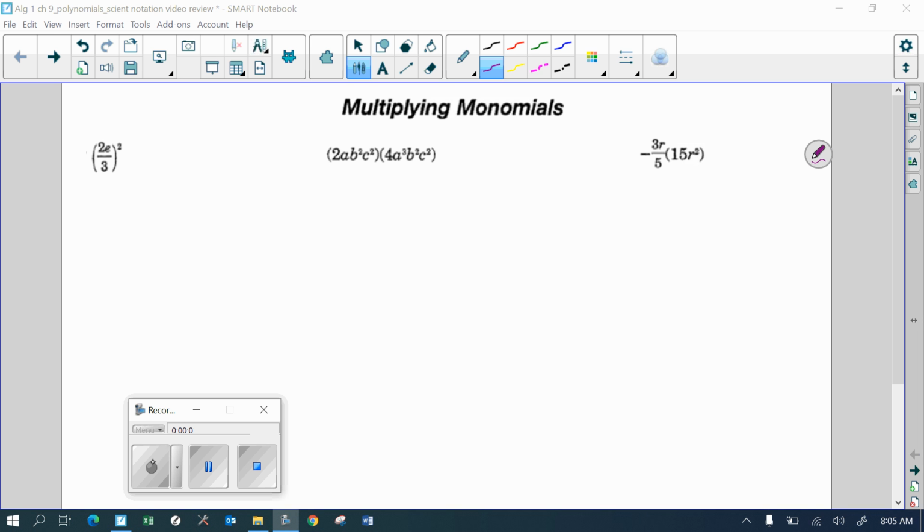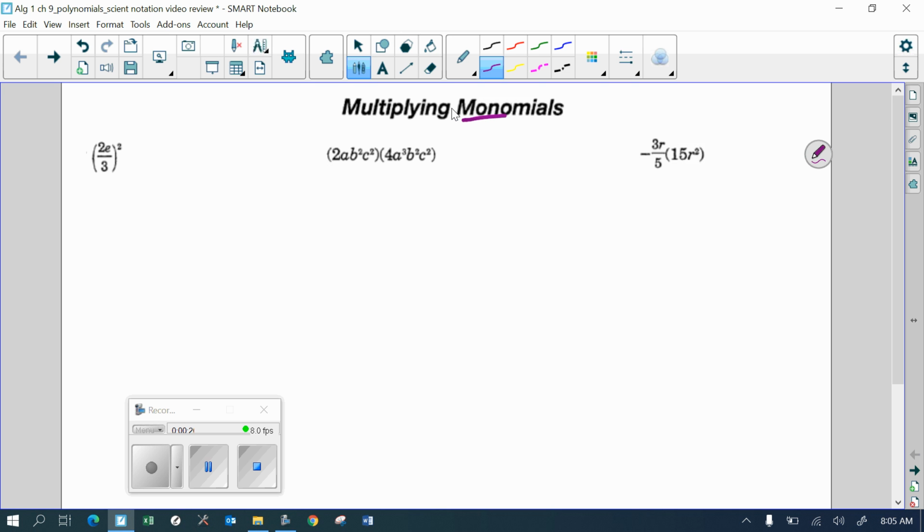Okay, students, we're going to go ahead and review polynomials in scientific notation. Multi-monomials. Mono means one. So monomials refer to polynomials. Mono means one term. Okay. All right, so you need to remember your exponent rules.